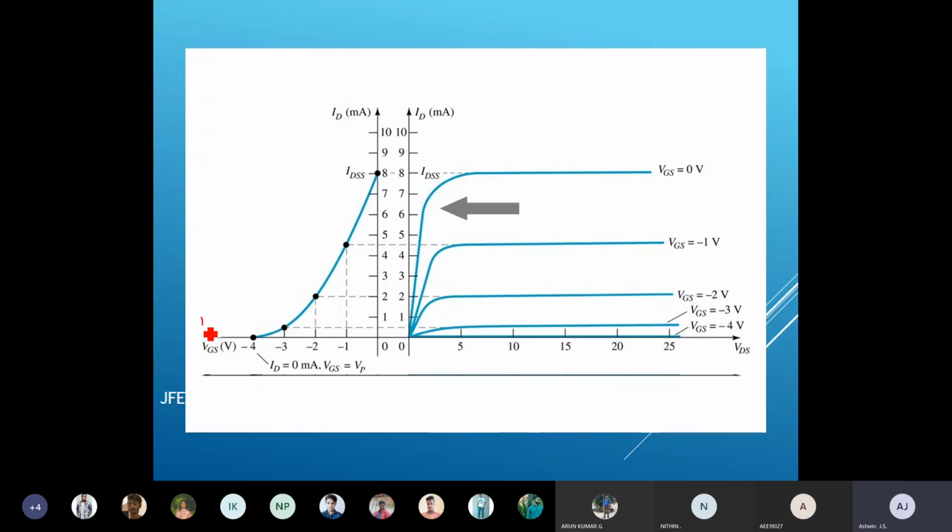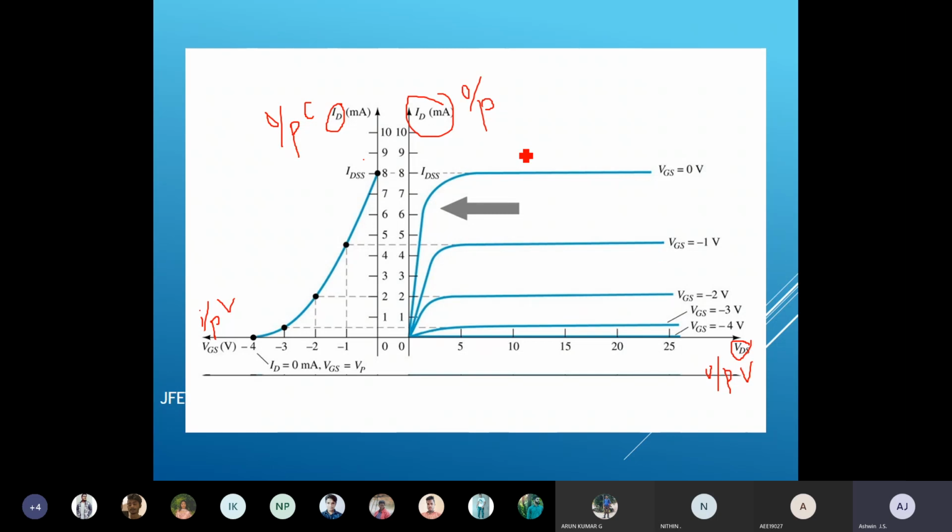So gate to source is input voltage, and this ID is nothing but output current. So these are different, so that's why it is named as transfer characteristics. If you look at here, this is your output voltage as well as the output current.